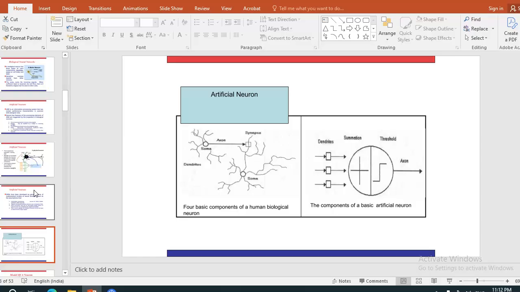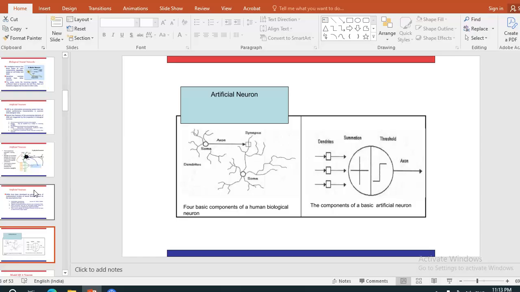A biological neuron consists of dendrites, soma, axon, and synapse. Similarly, an artificial neuron consists of input units, processing units, an output unit, and weight updation. The input unit is equal to dendrites, the processing unit is equal to soma, the output unit is equal to axon, and for introducing the weight we use the synapse. This is the comparison between the biological neuron and the artificial neuron. This is an important 2-mark question which they will ask in the examination: compare the artificial neuron with the biological neuron.